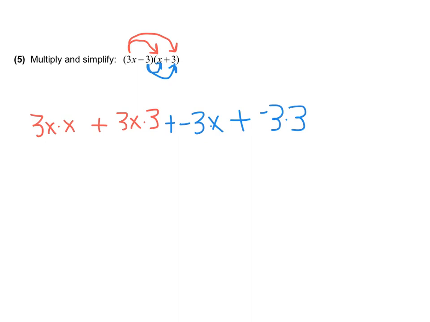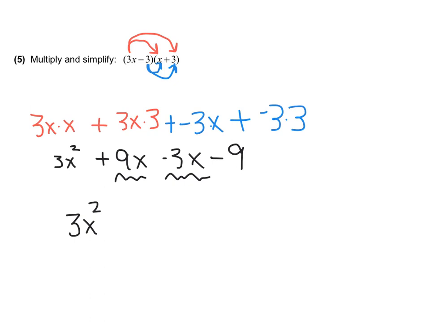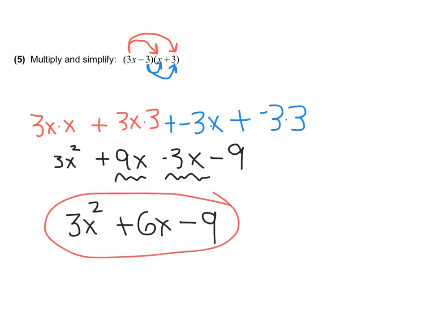We'll simplify. So we have a 3x squared plus 9x minus 3x minus 9. Add like terms. The x's are the like terms. So we have 3x squared. 9 minus 3 is 6. So plus 6x. And then minus 9. That's our answer, so just like the quiz, circle your answer in red.